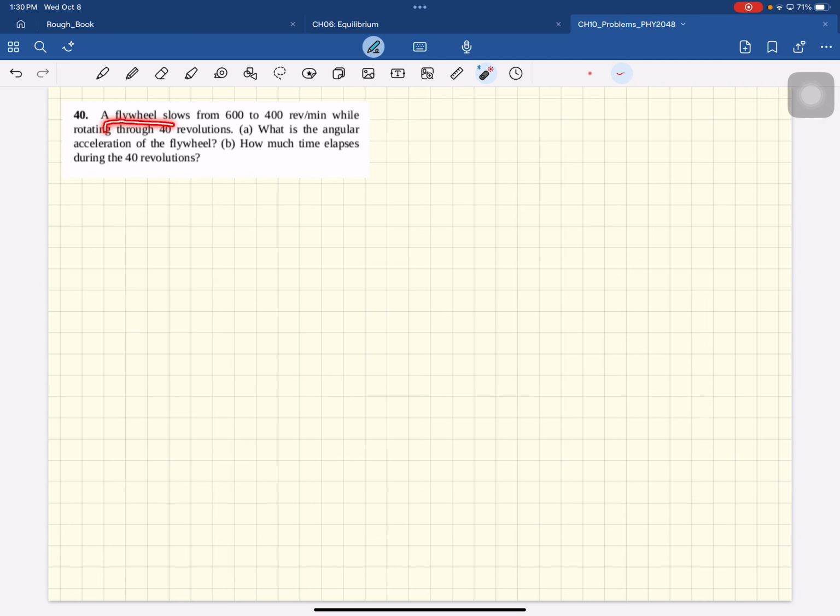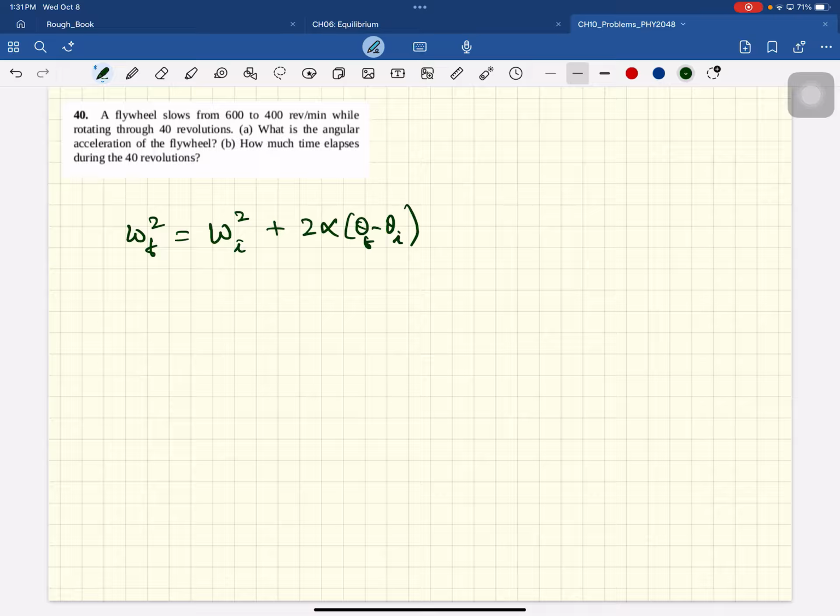This says a flywheel slows from 600 to 400 revolutions per minute while rotating through 40 revolutions. What is the angular acceleration of the flywheel? Okay, so we'll use this formula for this. Omega final squared is omega initial squared plus 2 alpha times theta final minus theta initial. Okay, so we'll use revolutions per minute, and so this is also in revolutions.